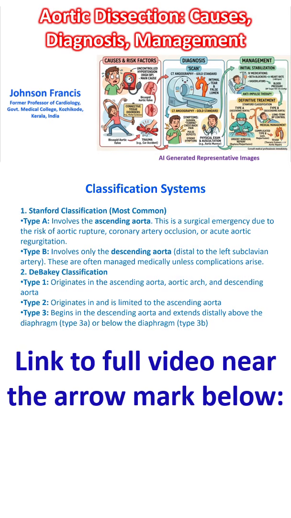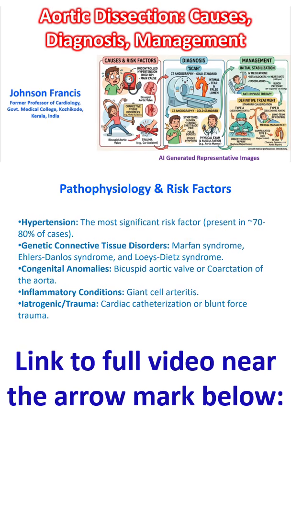DeBakey classification. Type 1 originates in the ascending aorta and involves the aortic arch and descending aorta. Type 2 originates in and is limited to the ascending aorta. Type 3 begins in the descending aorta and extends distally, above the diaphragm in type 3A or below the diaphragm in type 3B. The primary driver is often a combination of high wall tension and a weakened arterial media.